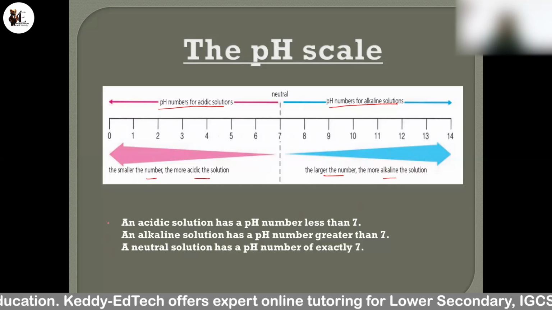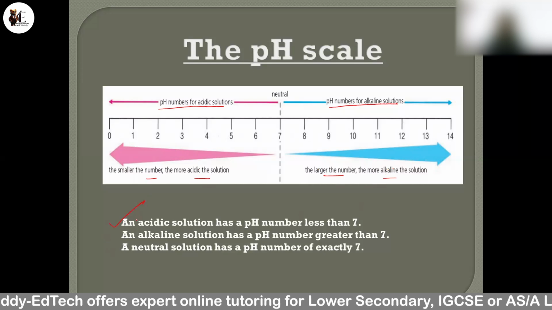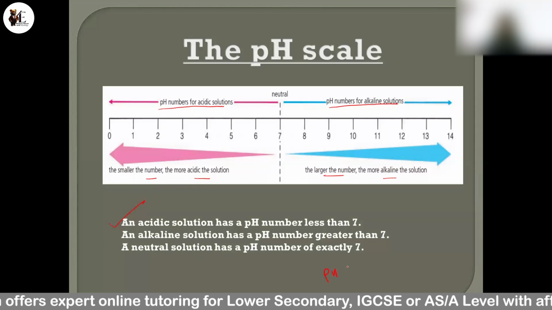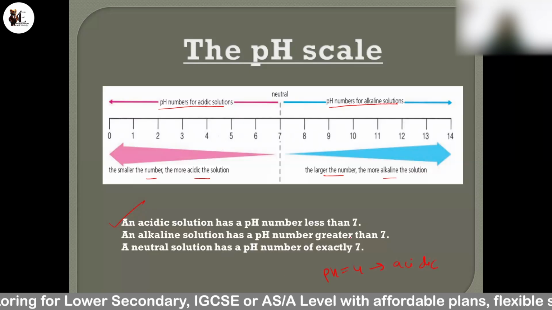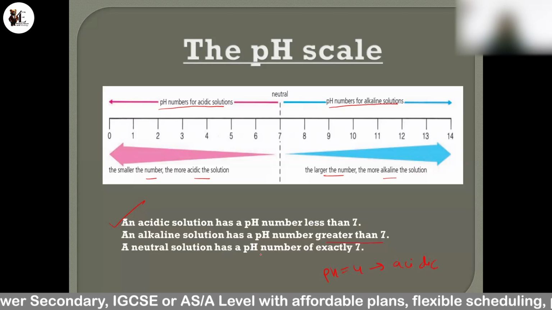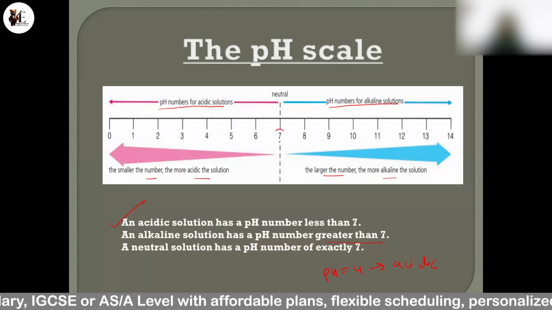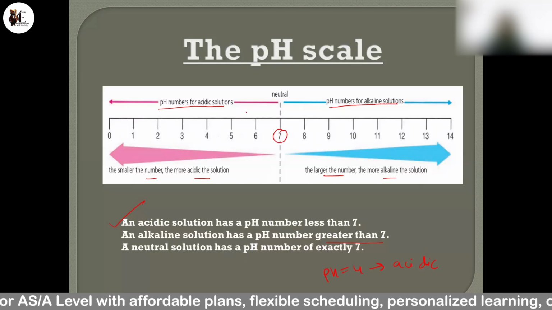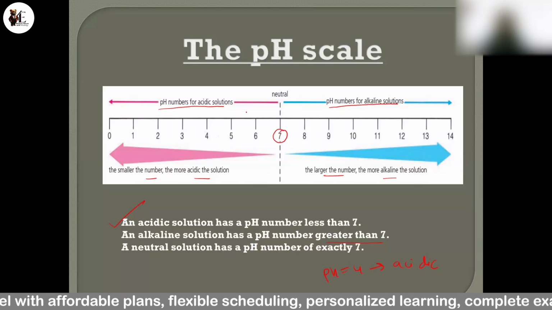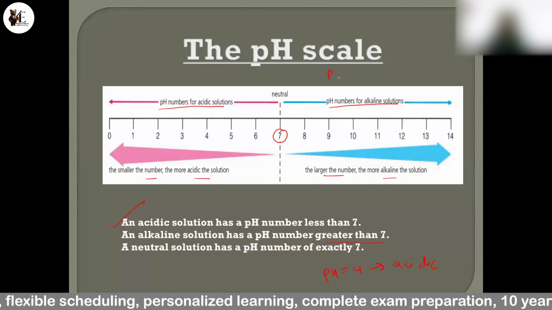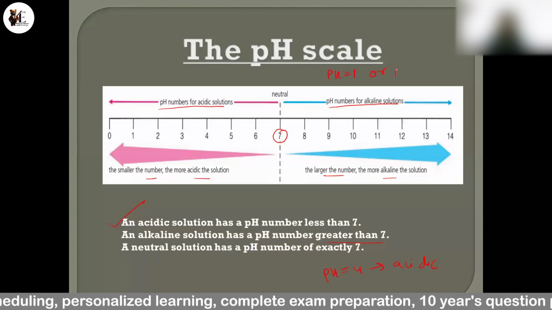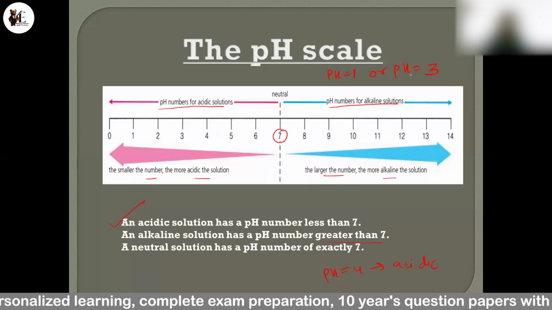So an acidic solution has a pH number which is less than 7. If I say pH is equal to 4, so you should say that it is acidic. Alkaline solution has a pH number greater than 7. And a neutral solution has a pH of 7. Okay, so remember these things. Draw this pH scale and write down this thing. And tell me which is more acidic, pH is equal to 1 or pH is equal to 3? Which is more acidic?